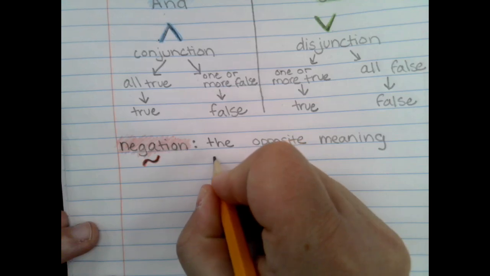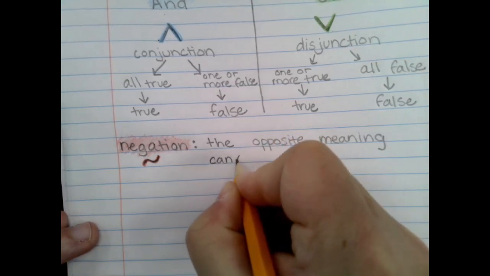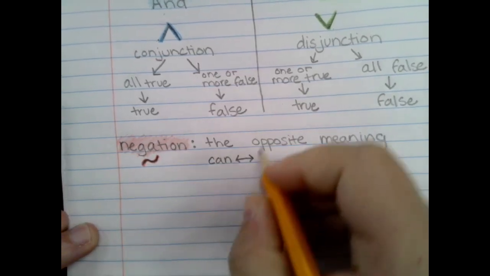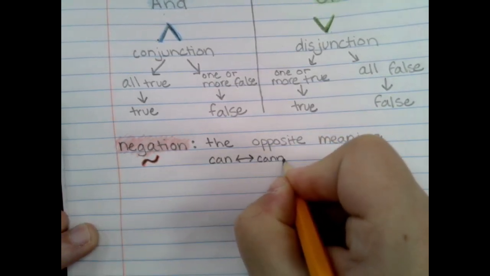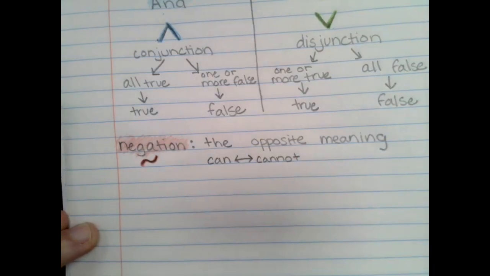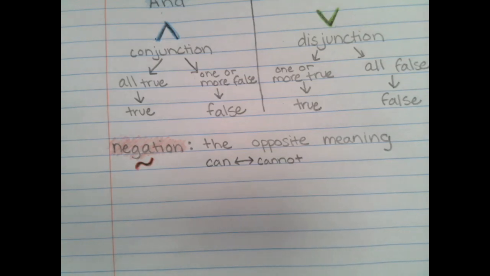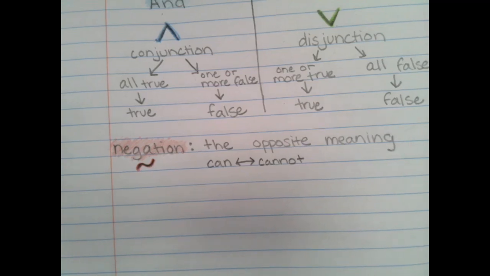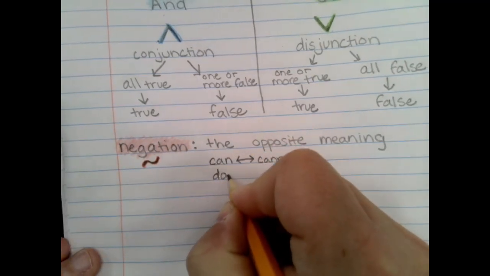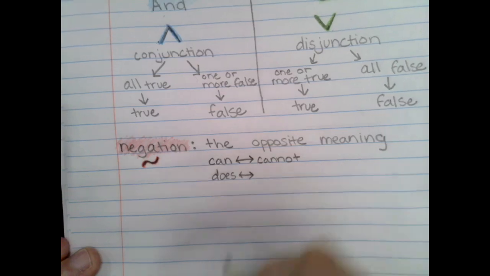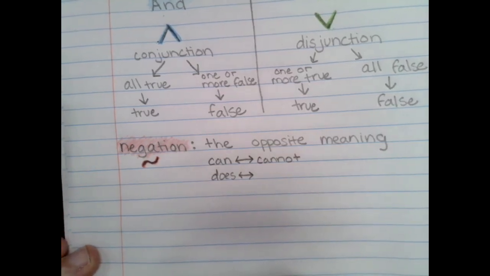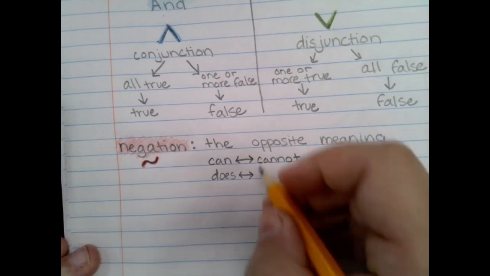All right, if I have something that you can do, what would be the opposite of you can do something? You can't or you cannot. Either one. The opposite of do or does would be not doing, or does not.